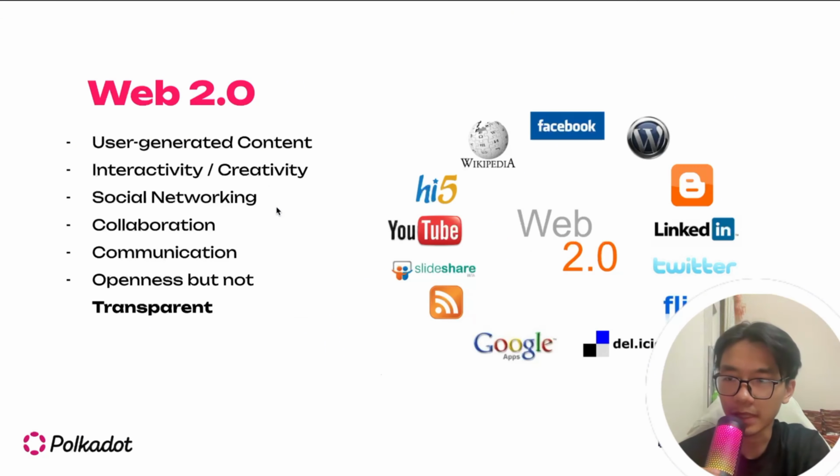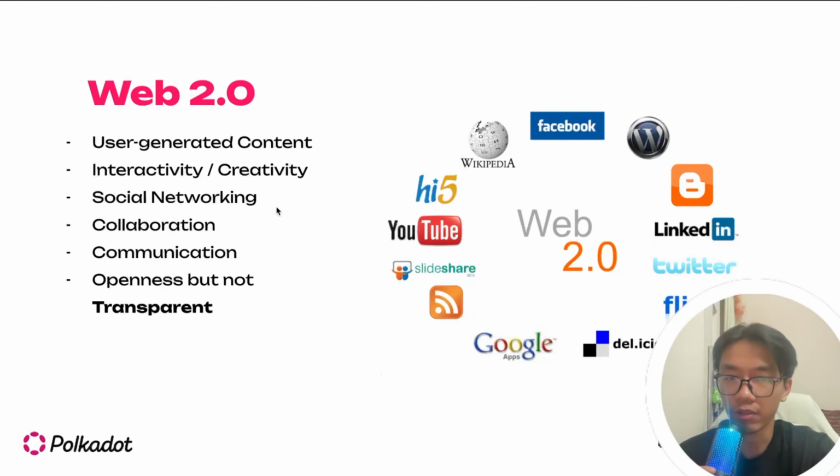Web 2.0 is basically the mainstream web technology that we use nowadays. In Web 2.0, we have user-generated content, interactive activities, creativity, social networking, collaboration, communications, open but not less transparent. And in Web 2.0, we had a lot of new applications, like Wikipedia that you use basically every day, and YouTube, where users can upload new videos and also view videos from all the others. Facebook, where the user can upload posts and also view posts from others. LinkedIn, where you can post job hiring positions and also view content from others. Twitter, Flickr, all those as well.